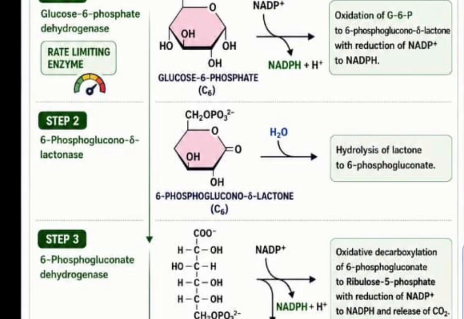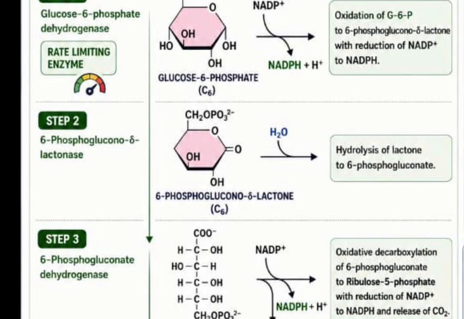Now the second step is that you have 6-phosphogluconolactone. It is now hydrolyzed to 6-phosphogluconate. So 6-phosphogluconolactone is hydrolyzed to 6-phosphogluconate by the enzyme 6-phosphogluconolactonase. You get it now? The 'ase' ending is because there is hydrolysis there.